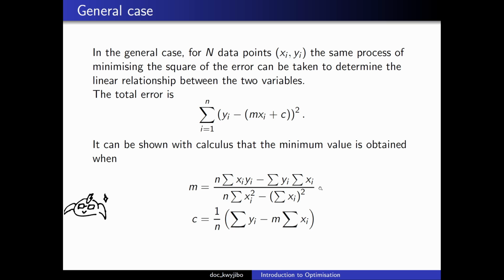It's a complicated looking formula, yes, but we can work out each of these. N is just the number of data points. The x's and y's we know. We can multiply them together and add them up. We can add up the y's. We can add up the x's. We can square them and add them up, and we'll get some number for m. It doesn't matter what it is, but we'll get some number. And then once we know what m is, we can use the second equation to work out what c is by substituting in the m.